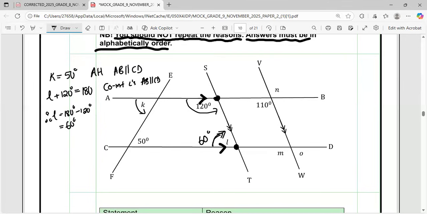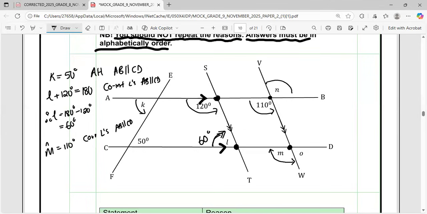Now we go to M. So M is this one, right? Looking at M and that one, what's the relationship between those two? They're corresponding. So angle M is equal to F, which is 110, because they are corresponding angles. And again, we say AB is parallel to CD.